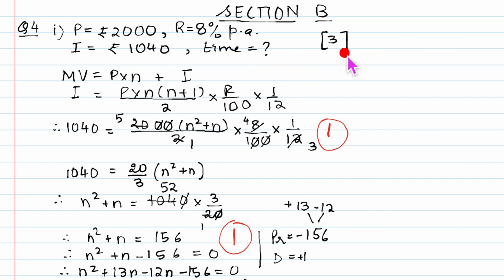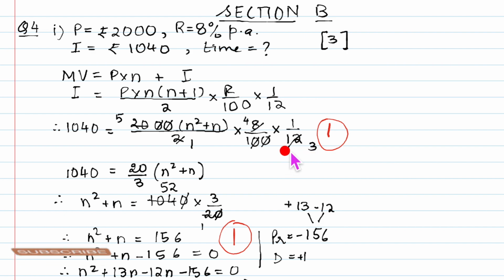It's a 3-mark question. Now for banking, our formula is maturity value equal to P into N plus interest. Now interest also has this formula. But since we have been given interest 1040, we will just write 1040 equal to, substitute for principal 2000, n into n plus 1 becomes n square plus n, into bracket, multiplied by 8 upon 100 into 1 upon 12. Now look at the calculations.